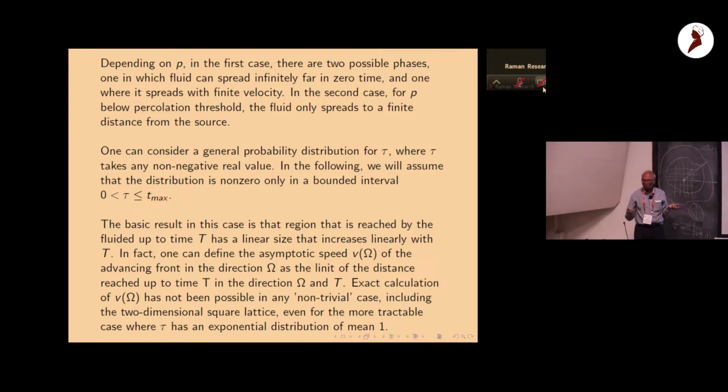Probability of tau is exponential of minus tau by tau 0. But tau 0 I can choose to be whatever, it's just a scale parameter, I can choose it to be 1. So the best studied case is where the problem has a distribution of mean 1.